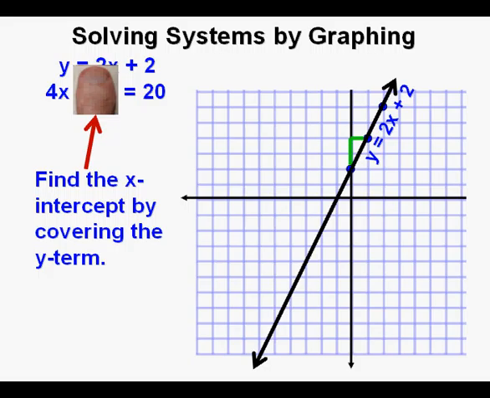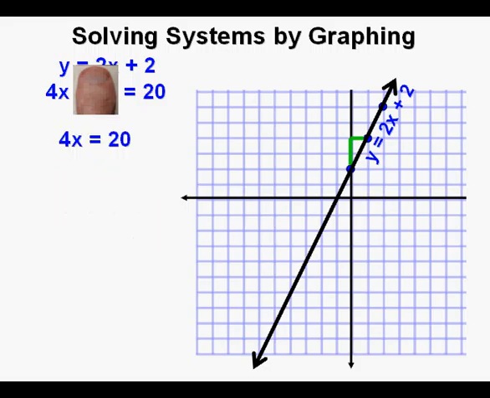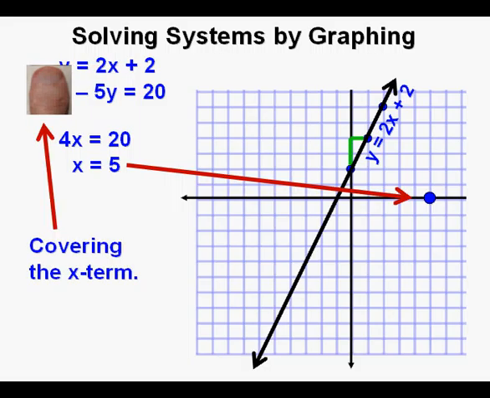That leaves us with 4x equals 20. And dividing by 4, that is x equals 5. And so we mark the x-intercept at 5. Now we'll find the y-intercept by covering up the x term.